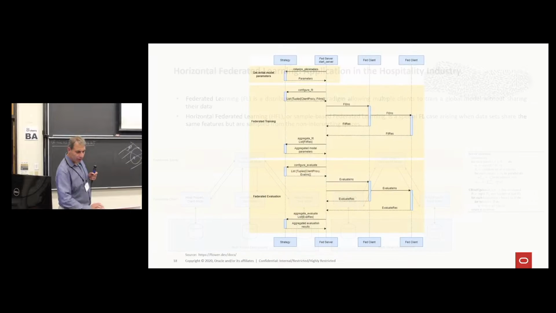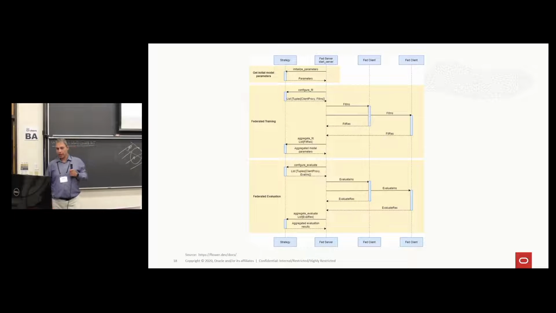Another way to look at it is that we have multiple stages. We get the initial model parameters, then we do the federated training, where we communicate to the top of the pyramid, where you have the server, on the right. There you combine the models, and then you do evaluation, and you may run several iterations of that.